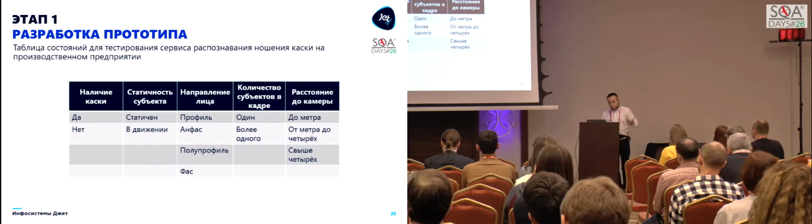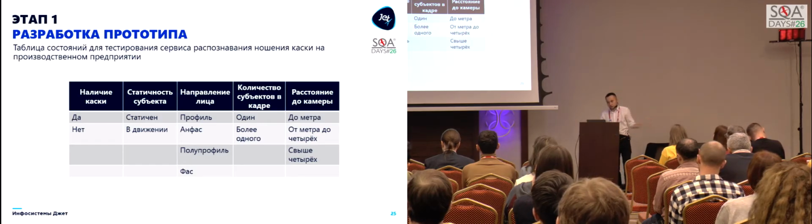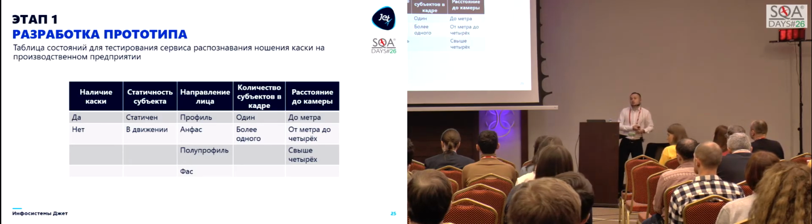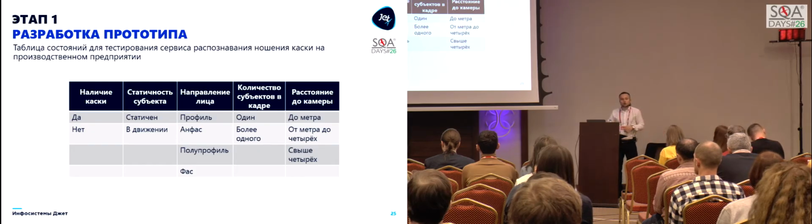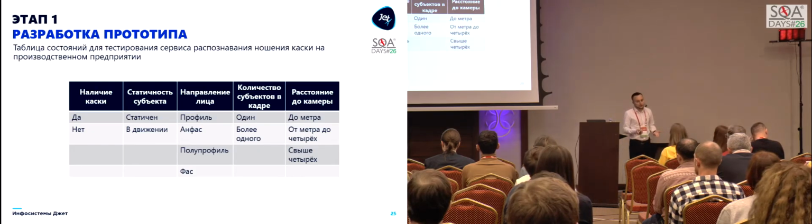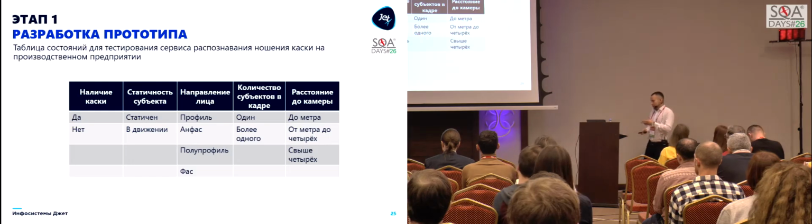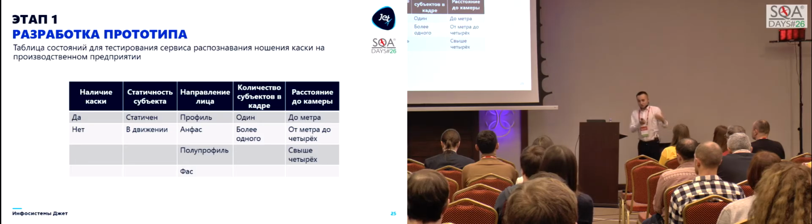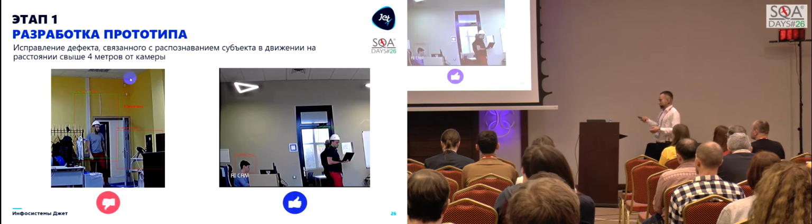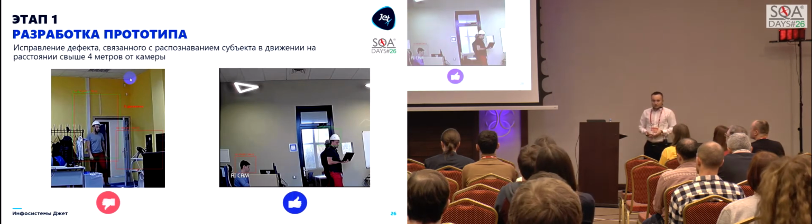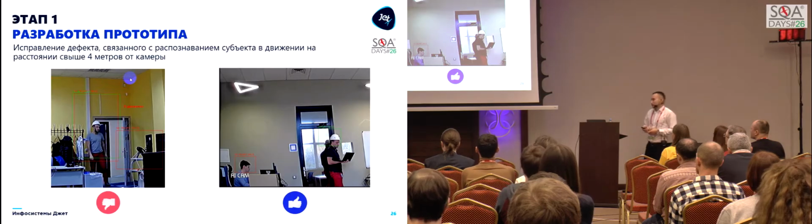What kind of status can there be? The most obvious thing is that a person might be wearing or not wearing a helmet. He might be moving or standing still. He might be close or far away from the camera. He might be alone, or there might be a few people in the frame. Eventually, from the table of statuses, we have a number of different test cases. And then my colleague Alexander started to run around the office, and we found out, first of all, one thing.